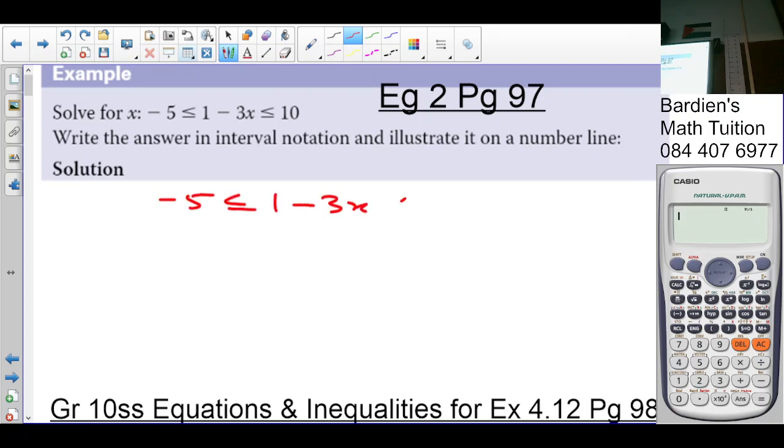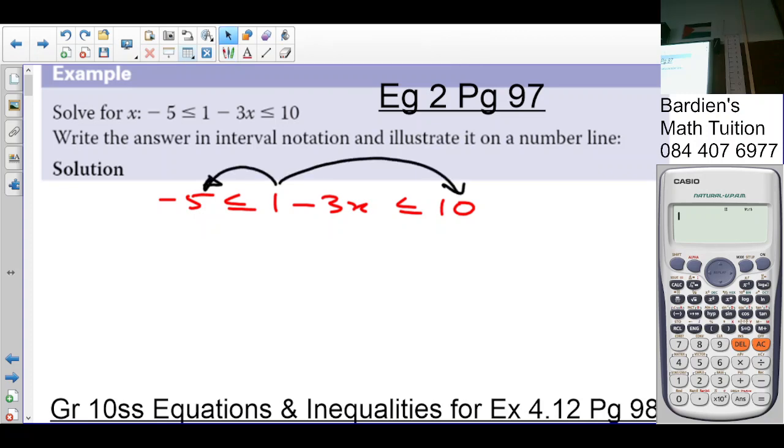A 2-in-1 inequality. A double barrel. It says write the answer in interval notation and illustrate it on a number line. We're going to come back to interval notation now, and I'll explain that to you as well. It's like 2 equations in one, basically, so what I do is take it both ways.